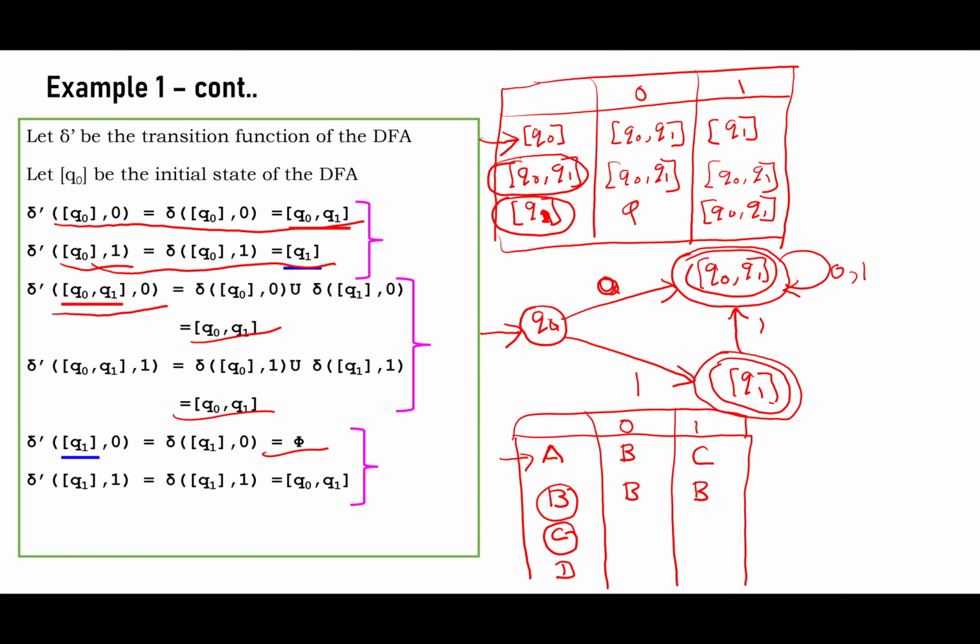Then Q1 comma 0 is null, but we have renamed it as D, so it is D. Then Q1 comma 1, Q naught Q1, it is B. Then for D comma 0, it is null, so it is D, and D comma 1 is also null, so it is D. So this is the conversion of NFA to DFA by using the simple method.